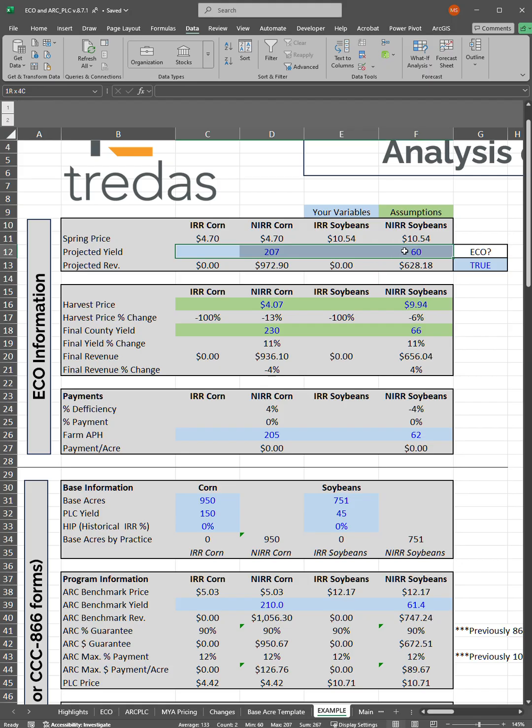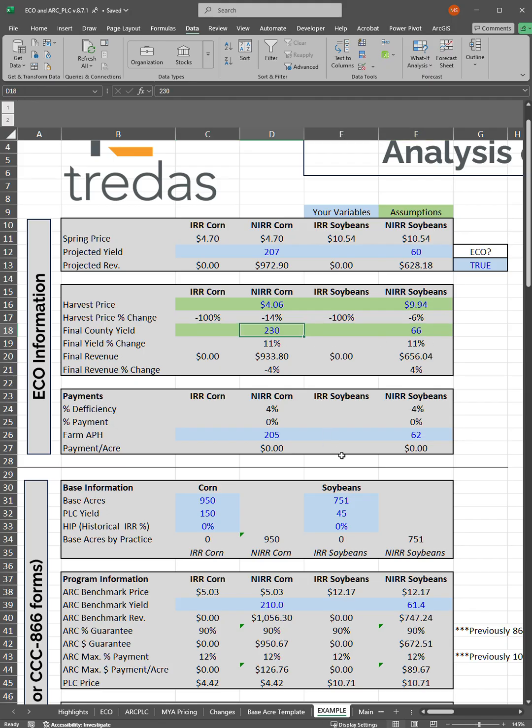So anywhere that you see blue is either based on your farm or your county. So the projected yield for this specific county was 207 and 60 on the beans. Green are assumptions that we have to make now. So the ECO payout is based on the harvest price. Obviously we don't know the harvest price, that'll be the October average, but right now, December is trading 406. So we're going to plug in 406 to have it spit out that information. Same with the beans.